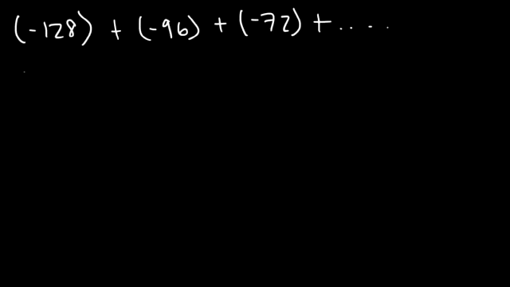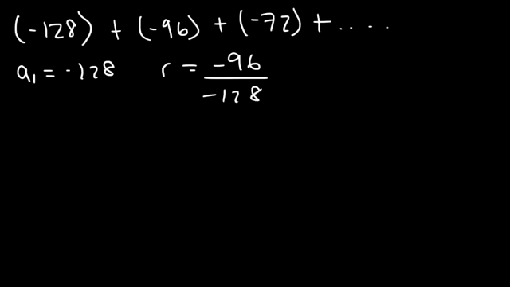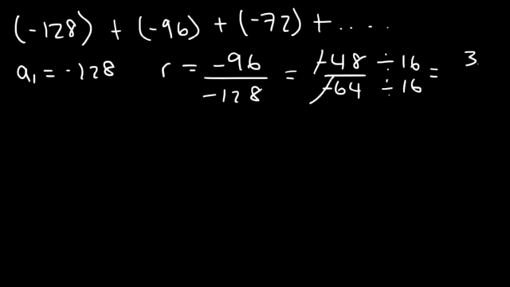Let's calculate R. We know the first term is negative 128. R is going to be the second term divided by the first term. So let's reduce 96 and 128. We can divide both numbers by 2. So this is negative 48 over negative 64. And both numbers are divisible by 16. The two negative numbers will cancel. So this is going to be 3 over 4. So that's the common ratio.